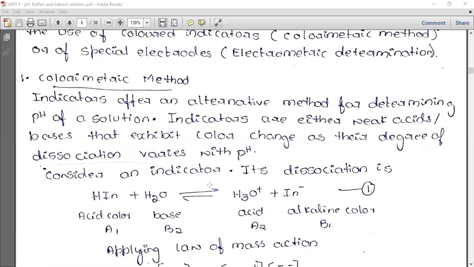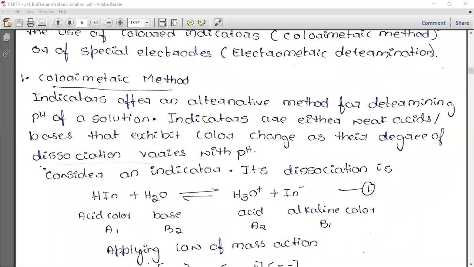Consider the indicator. When you add it into water, it dissociates into H3O plus and an In minus ion. This is the acid color and this is the base color, so it respectively gives an acid and a base. What do you call such a reaction wherein an acid and base react to give one more set of acid and base?